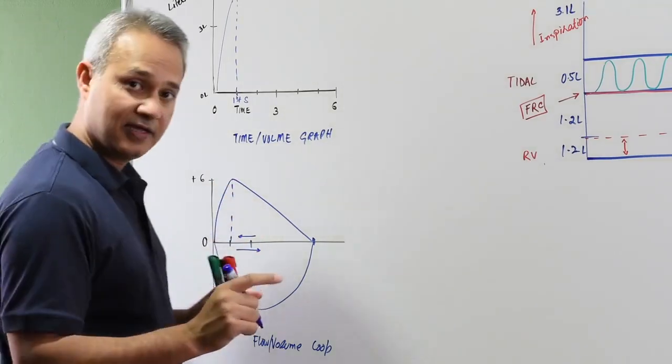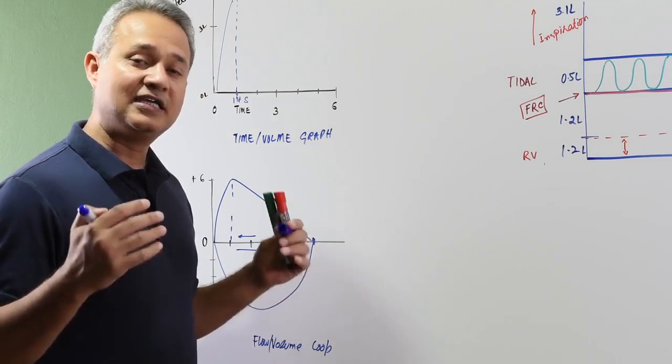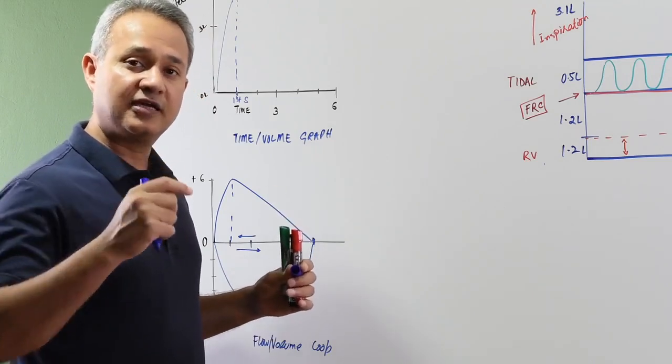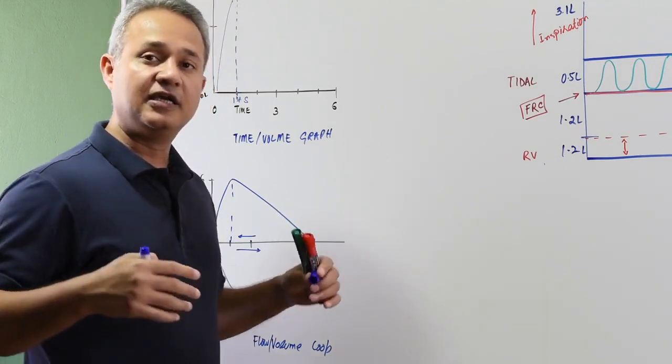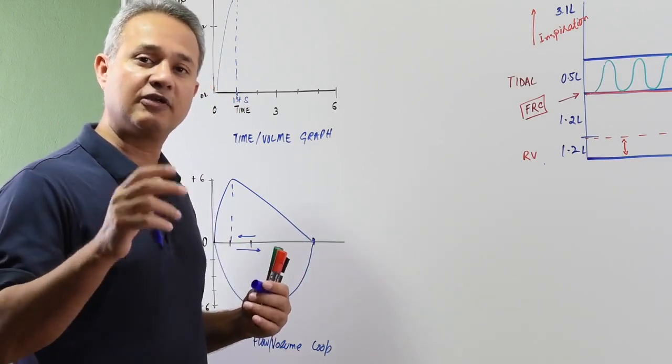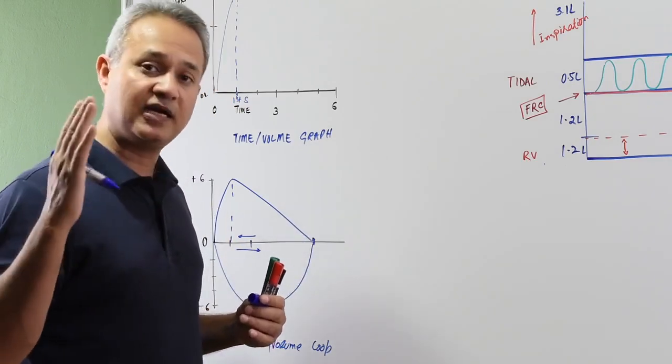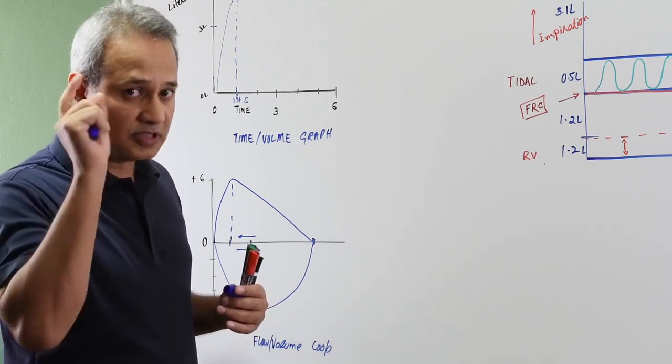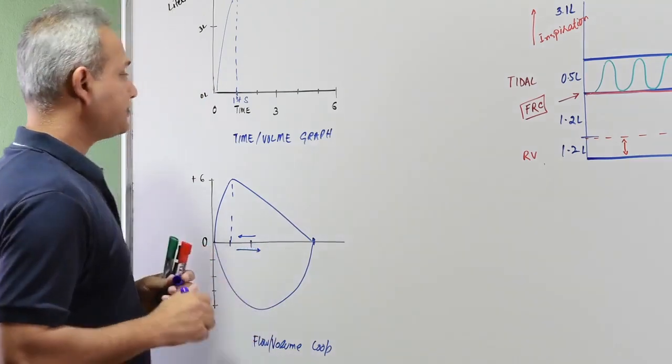So the takeaway of this is that in the first second of the forced expiration, a majority of the air is expelled. We expect about 80 to 85% or more of the air to be expelled out in the first second. Keep this one thing in mind.